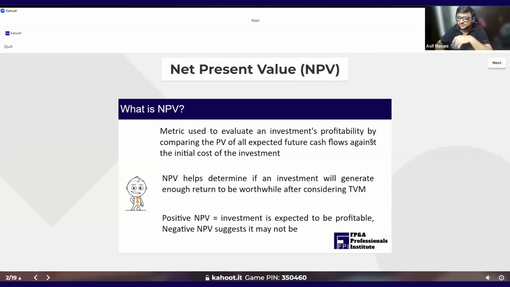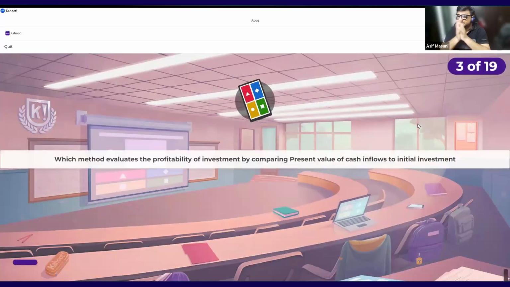In most cases, you would evaluate saying that if the NPV is greater than zero or positive, you will go ahead with the project. It'll be accepted in your capital budgeting terms. And if the NPV is negative, it may not be a good project. That is what NPV helps you to calculate. Okay, with that, we'll go to the next question.